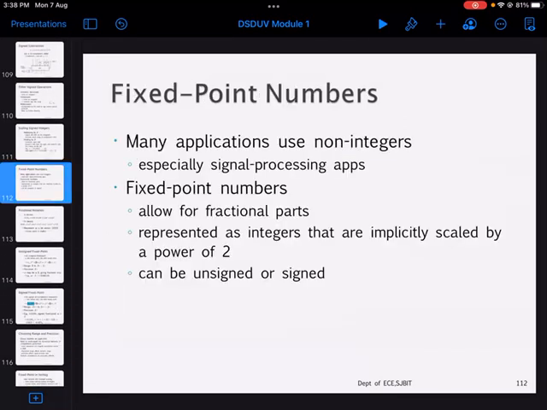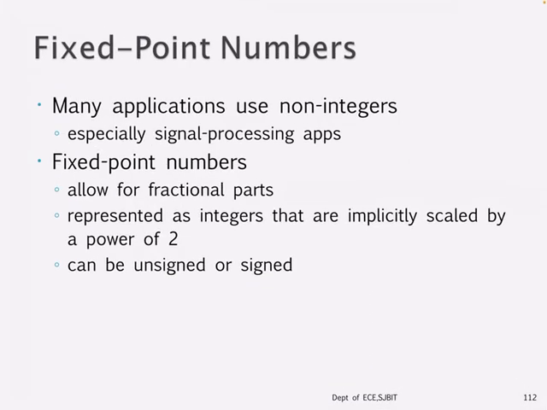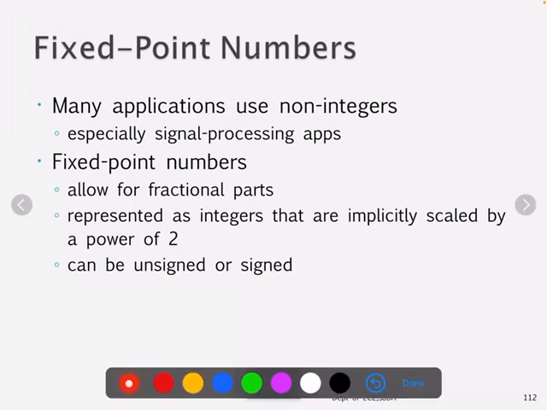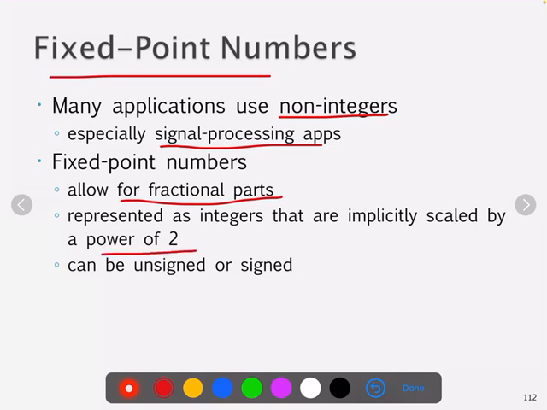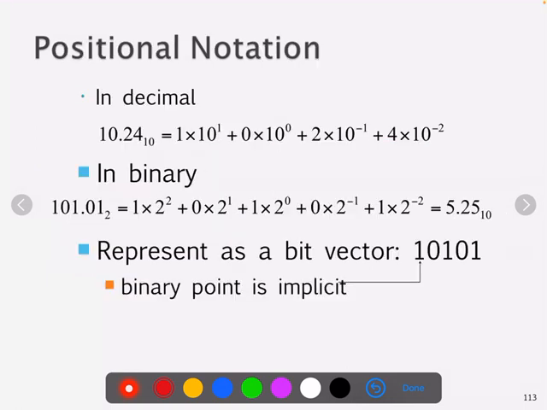Next is about fixed point numbers. Most computer applications require the number to be represented in fixed point. It makes use of non-integers, especially in signal processing applications. We have to go for fixed point numbers, which allow the fractional parts to be represented in the numbers, in terms of powers of 2. It can be unsigned or signed. Let us see an example of what a fixed point number is all about.